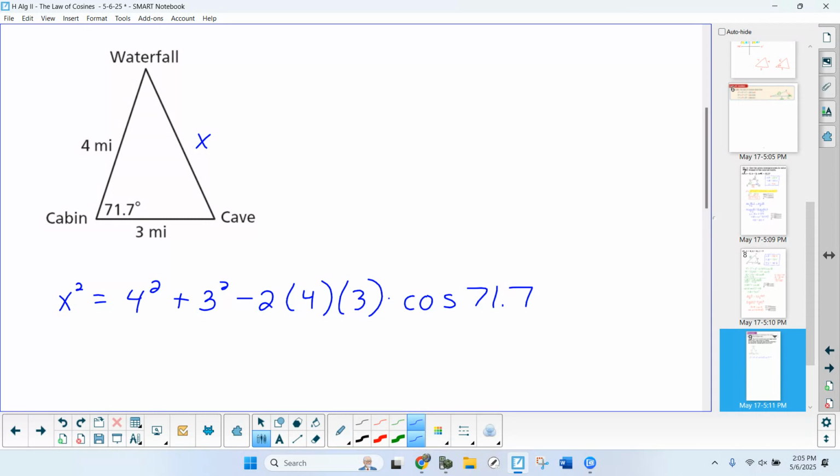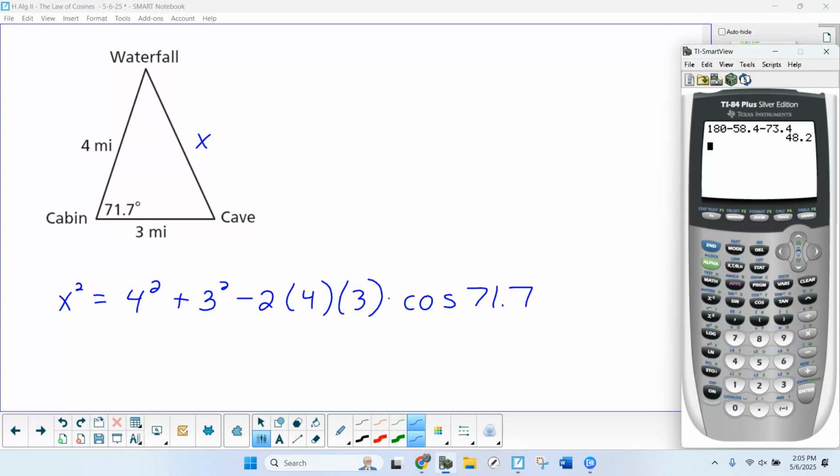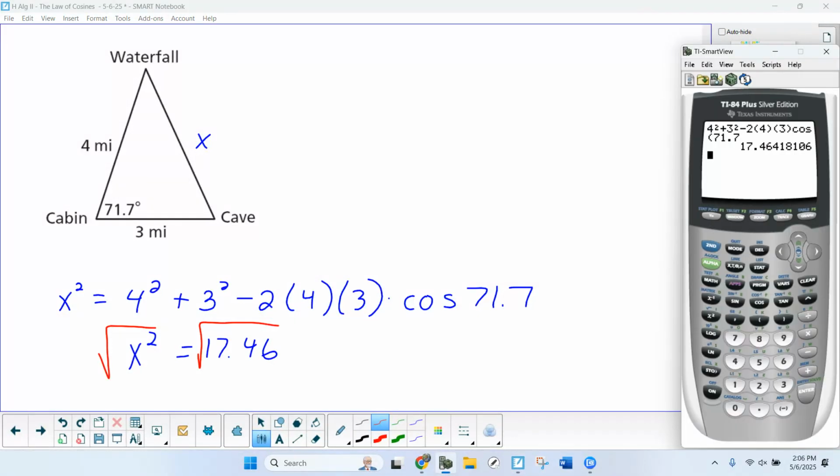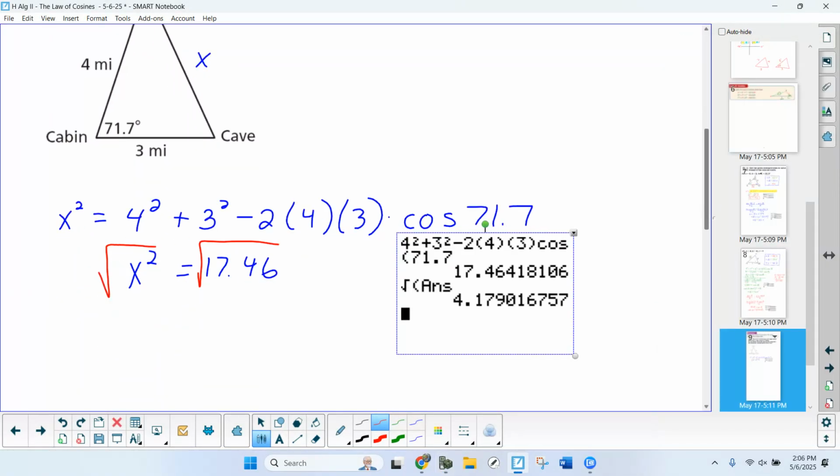All right, do I have all numbers on the right-hand side? Yeah. Since it's all numbers, I can just grab my calculator. 4 squared plus 3 squared minus 2 times 4 times 3 times the cosine of 71.7. Now I got 17.46, but that's equal to x squared. So how do you find x? Square root. Second answer. And what do you guys get? 4.2. So x is 4.2.